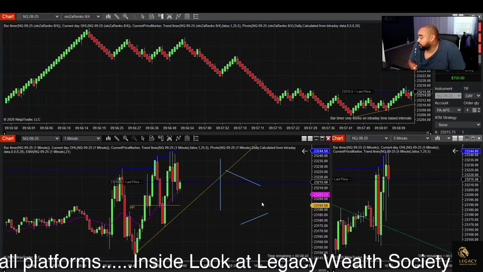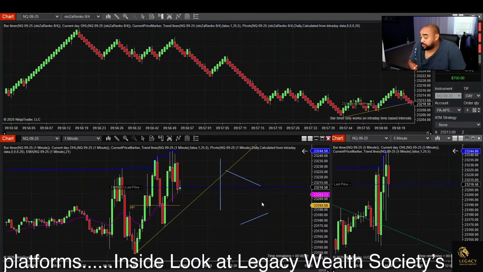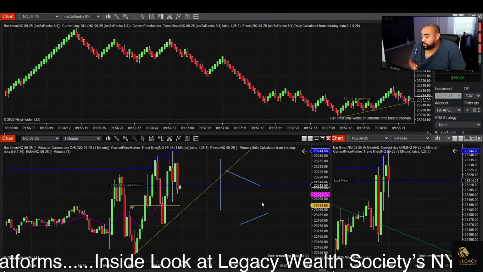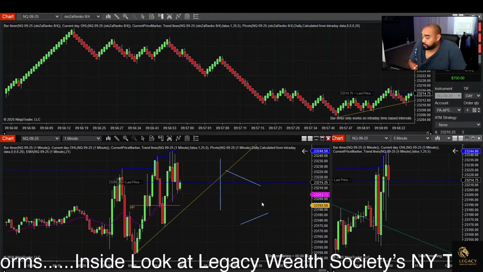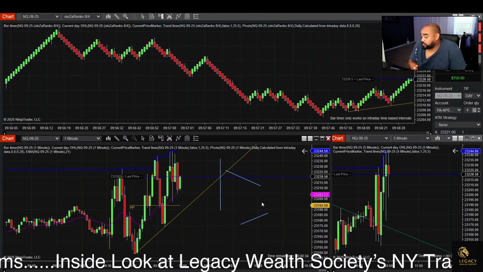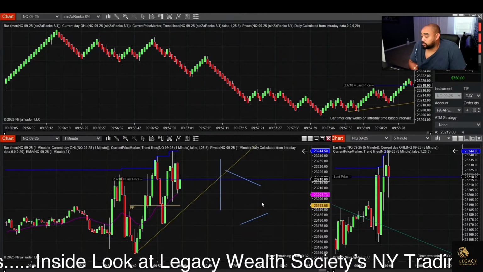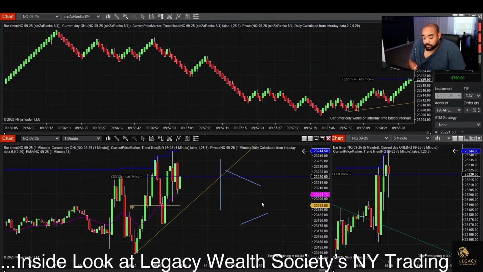Okay. One thing that I did is I took my 1 minute and I put it on the right side, right under the Renko bars, and I have the 2 minutes to the left and then the 5 minutes to the left, so I can see them both at the same time.